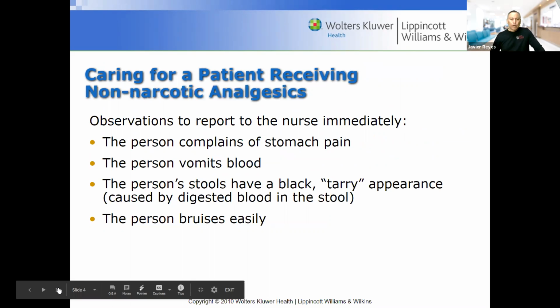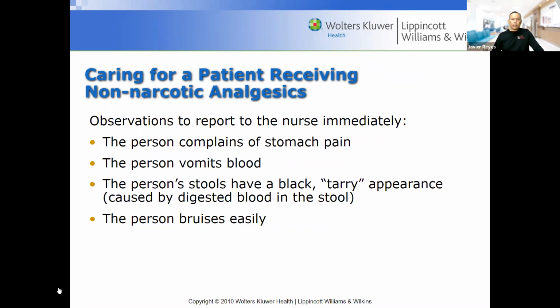Observations to report for non-narcotics like the NSAIDs, non-steroidal anti-inflammatory drugs like ibuprofen, and also Tylenol. Tylenol has a high risk of causing liver damage when people overuse it. I don't think you should take more than 2 grams per day. Your liver can actually start to suffer. It can get swollen, it can get irritated, and your liver enzymes will be elevated and so on.